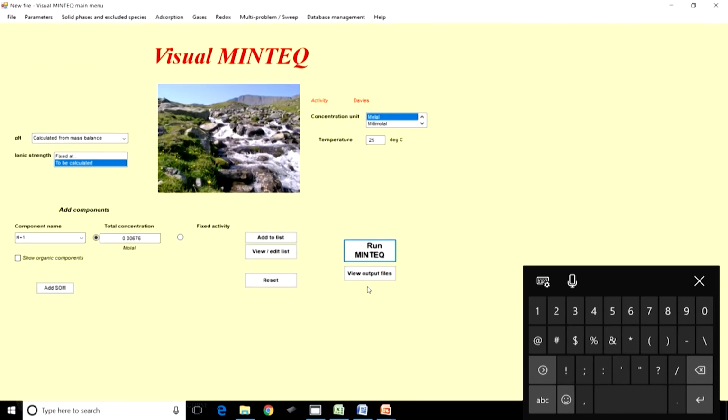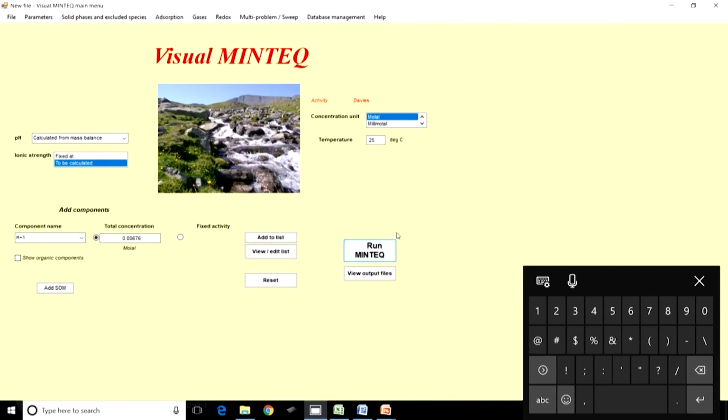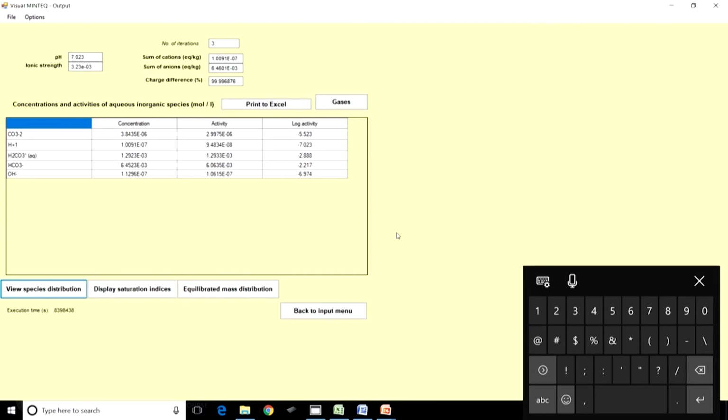Let us go back and change it again, or increase the concentration. Just for the sake of this theoretical aspect, let us say 100. I am going to add that and back to main menu and run MINTEQ, and now you see that the pH is starting to fall further. So let us go back to our particular case.